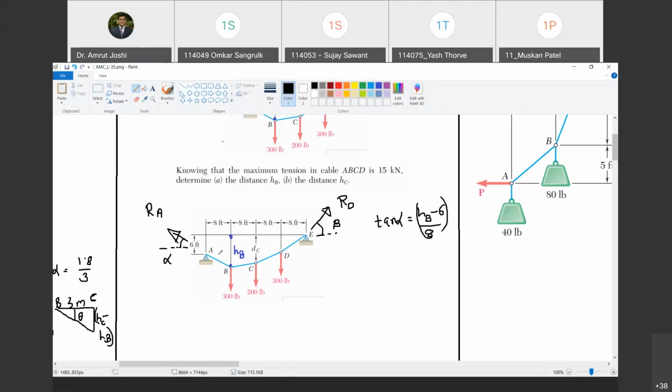Yes, sir. Look, complete this triangle. If I complete this triangle, then what is this distance? This distance is HB minus 6. Happy? Yes, sir. And I need to find out this angle alpha. Tan alpha is equal to the opposite side, that is HB minus 6, upon the adjacent side, that is 8 feet. Happy? Yes, sir.